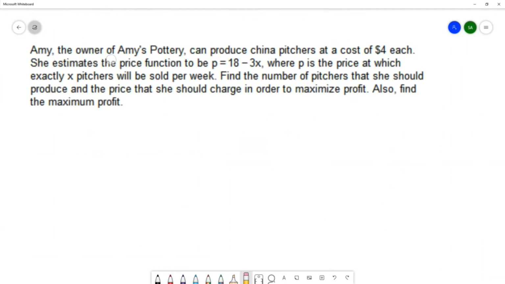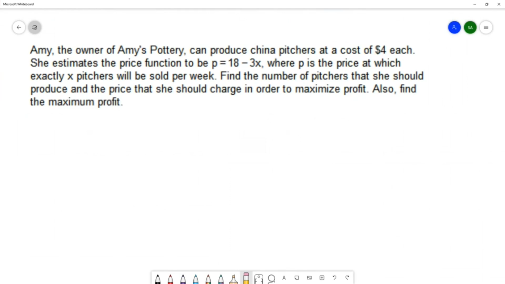Amy, the owner of Amy's Pottery, can produce china pitchers at a cost of $4 each. She estimates the price function to be P equals 18 minus 3x, where P is the price at which exactly X pitchers will be sold per week. Find the number of pitchers that she would produce and the price that she should charge in order to maximize the profit. Also find the maximum profit. So on this question, we have quite a bit of work to do before we can get to the profit function.